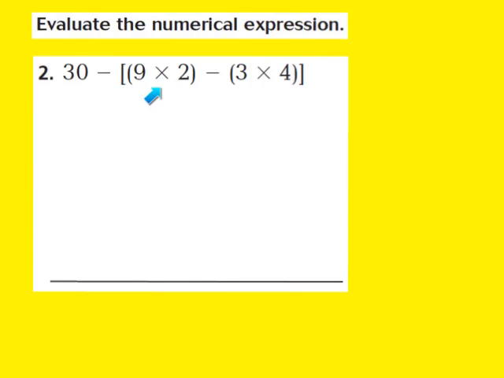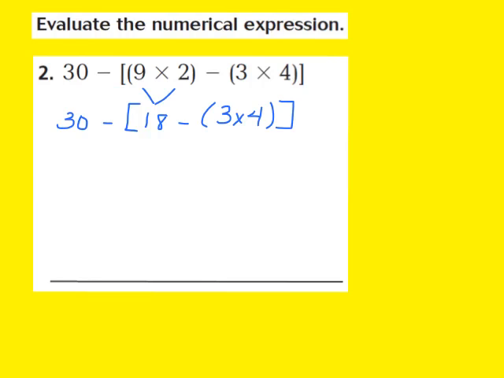I'm going to start first with my 9 minus 2. And I know that when I solve 9 minus 2, that's going to give me 18. Now I'm going to rewrite my problem. So I now have 30 minus, and then I have brackets, and then I have my 18 minus, in parentheses, 3 times 4, and then I also have my bracket.